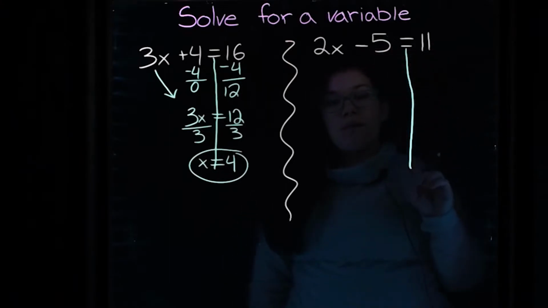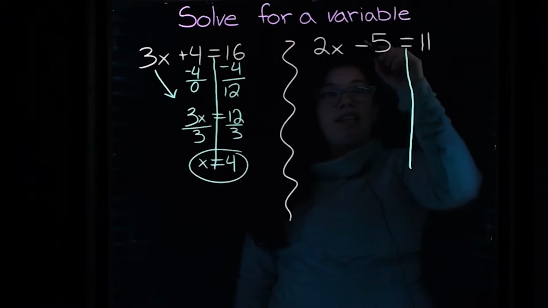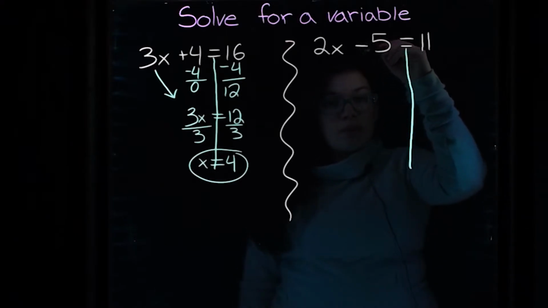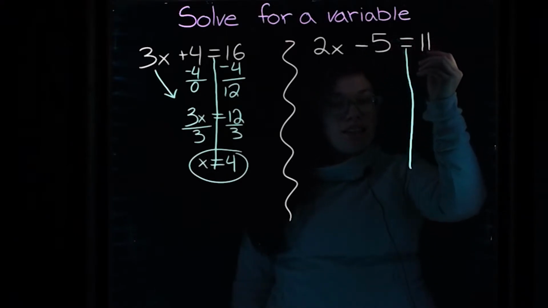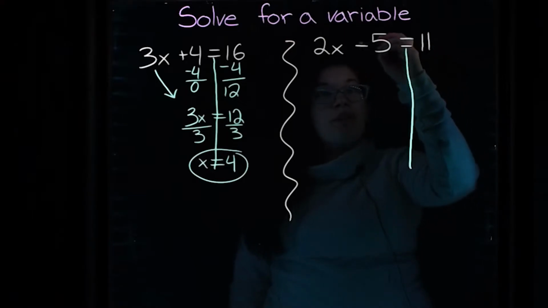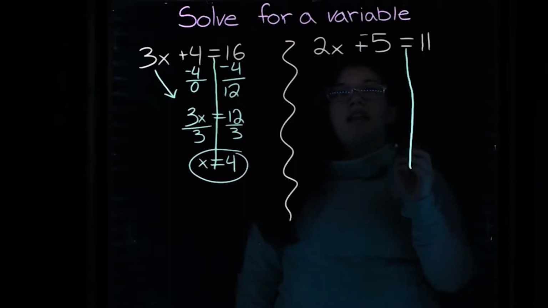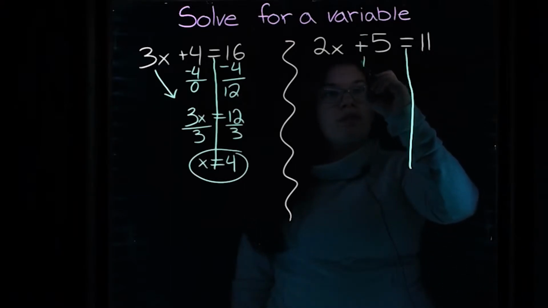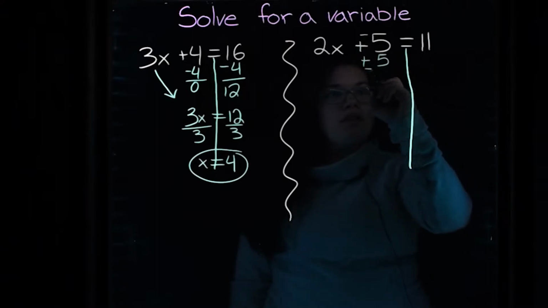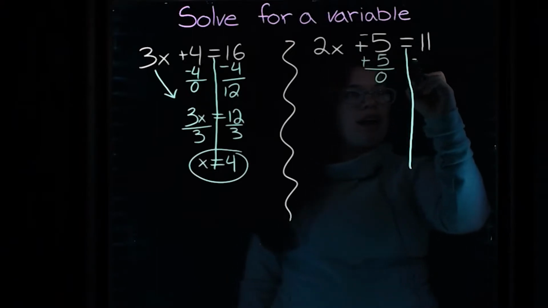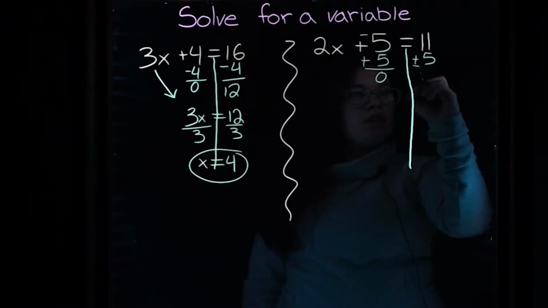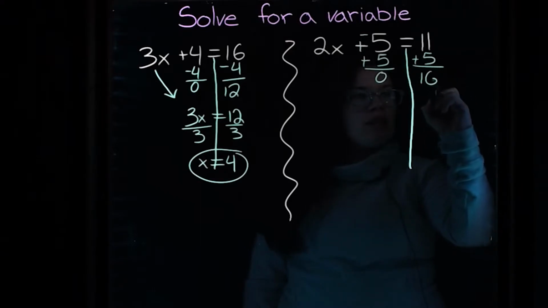Now remember, I want my 5 to get to 0. And this subtraction symbol is still technically a -5 because I can rewrite it as plus -5. Now I want a -5, I want to get it to 0. So I'm going to add 5. Whatever I do on one side, I have to do on the other. 11 plus 5 gives me 16.